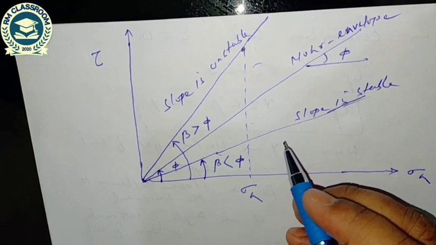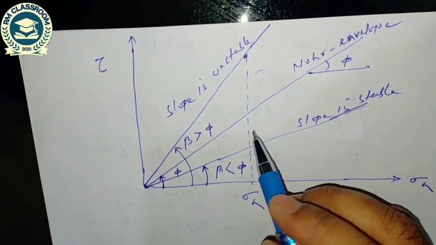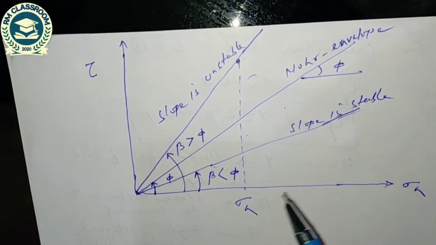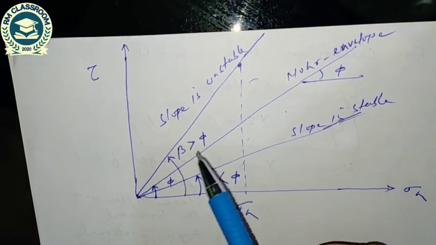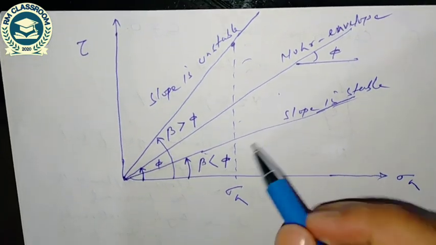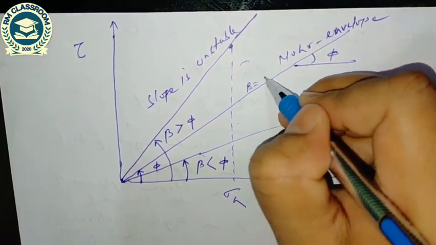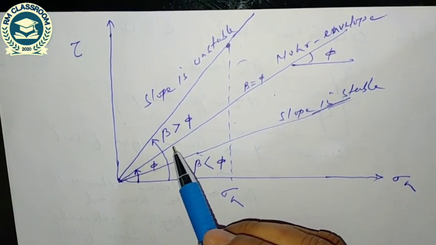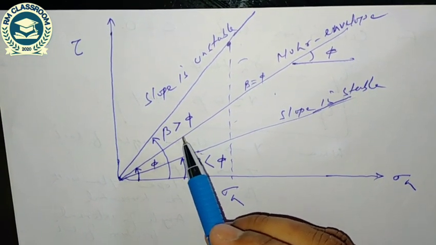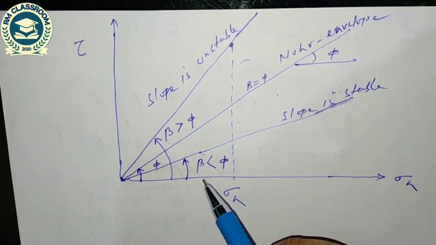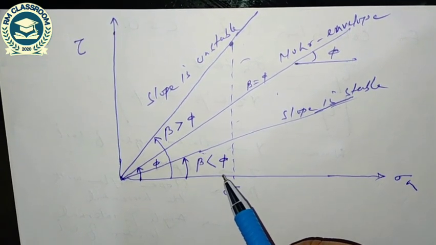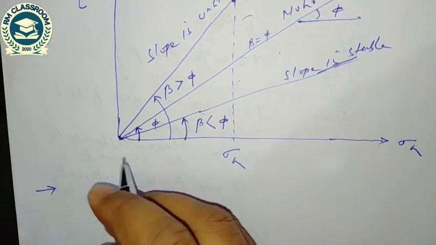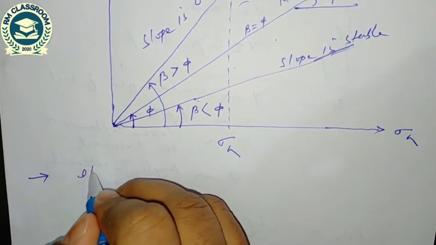So we have seen the three cases: whether the slope is unstable, in critical condition, or stable. When the slope is in critical condition, beta is equal to phi. When the slope is unstable, the angle of slope exceeds the angle of internal friction. And when the slope angle is less than the angle of internal friction, the slope is stable. So let us take some points.